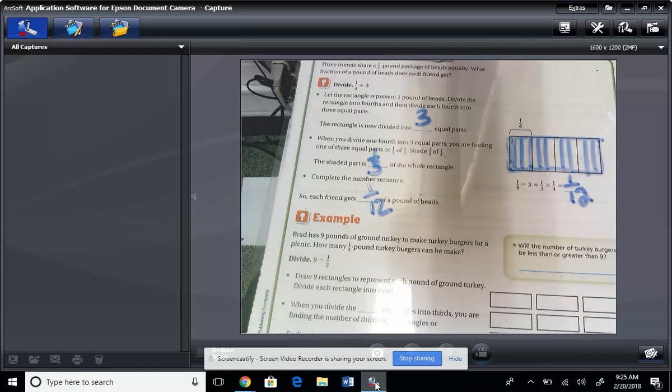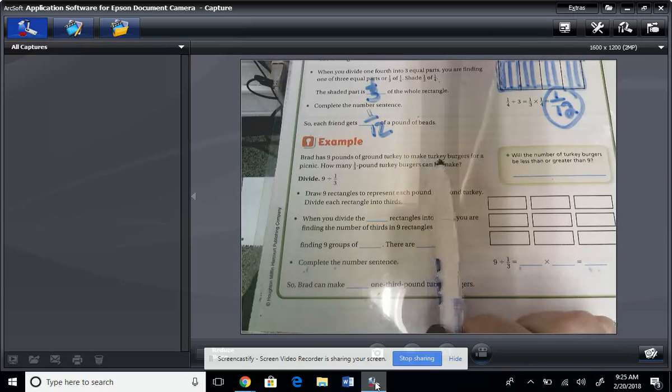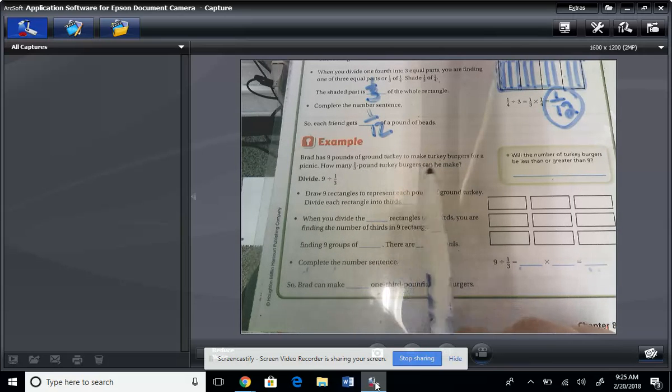Now, if you have any questions, stop and ask that now. All right, and I know my answer is going to be a fraction because my dividend was a fraction to start with. All right, Brian has 9 pounds of ground turkey to make turkey burgers for a picnic. How many 1/3 pound turkey burgers can he make?